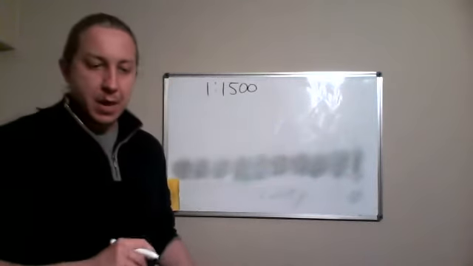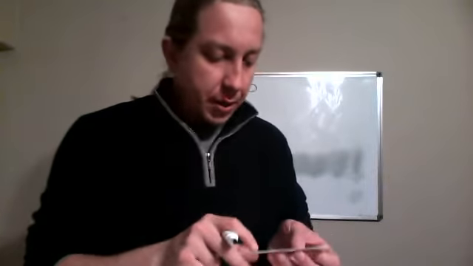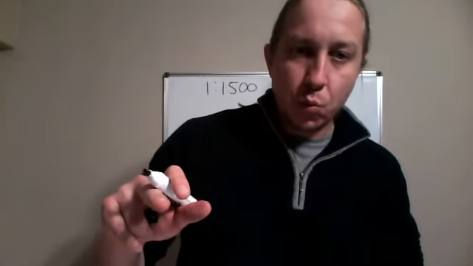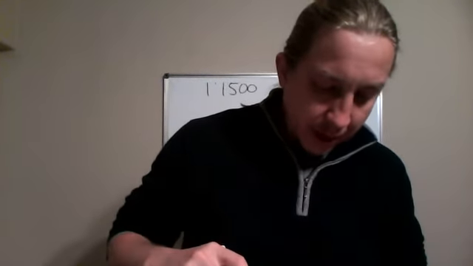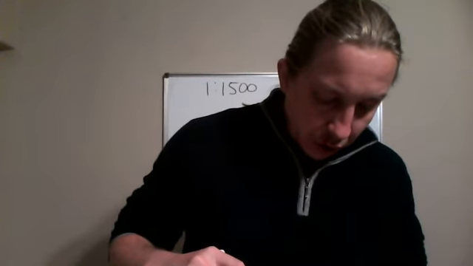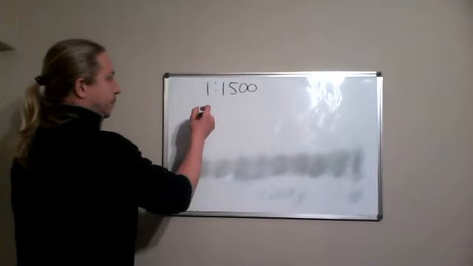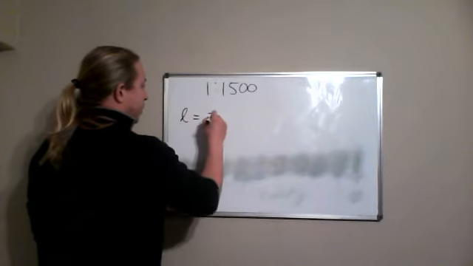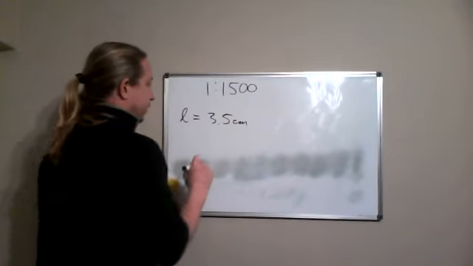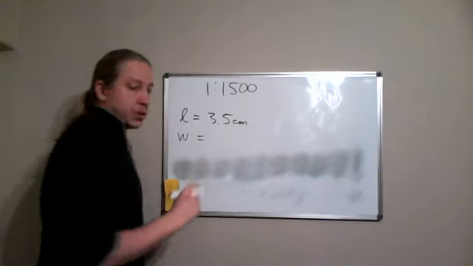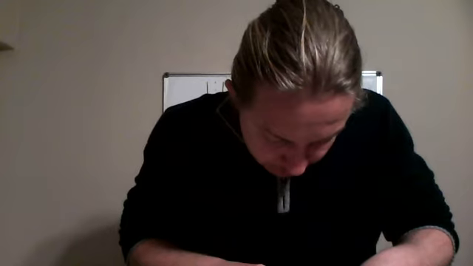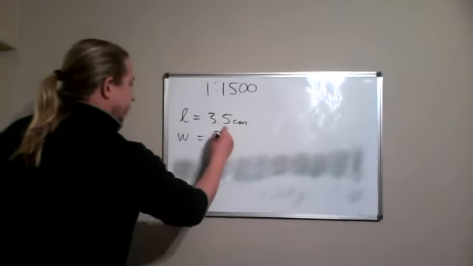Great. Now we're going to measure the bedroom with our ruler. I'm going to measure the outside walls of the bedroom, not the inside. So I get 35 millimeters or 3.5 centimeters. So my length equals 3.5 centimeters. My width equals... let's measure that. And I get 20 millimeters, or 2 centimeters.